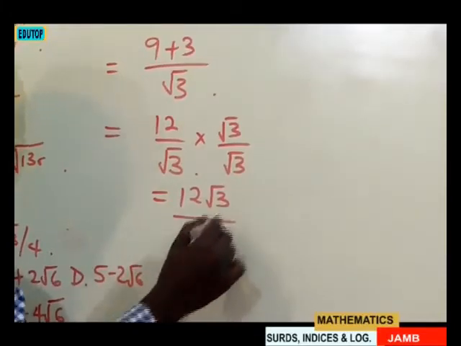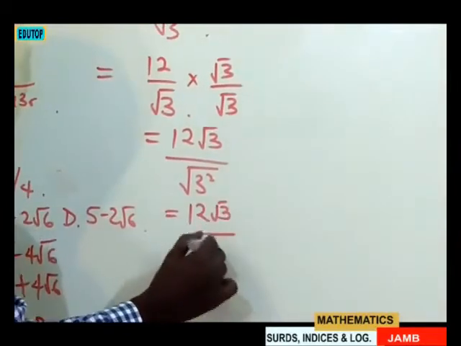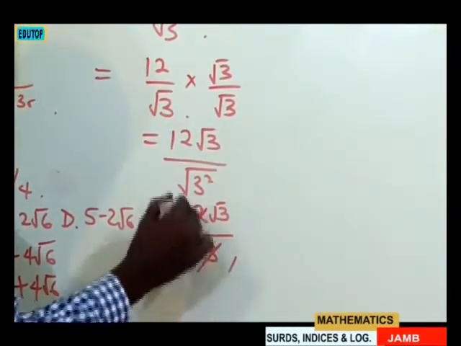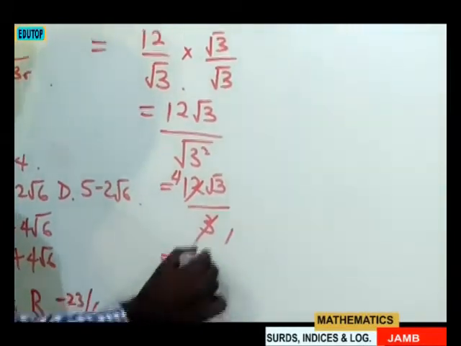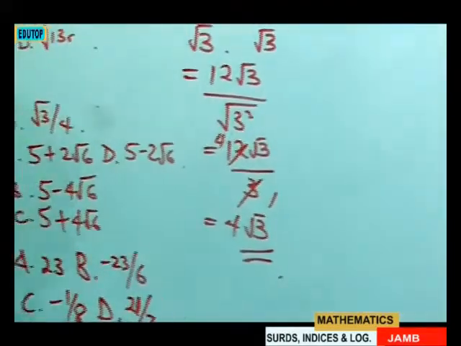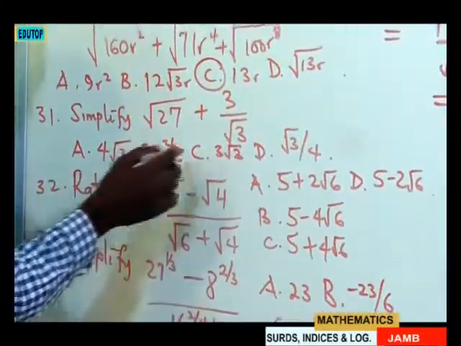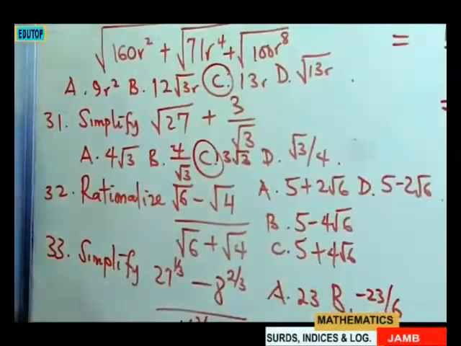Root 3 squared, that's 3. So we have 12 root 3 divided by 3: here 1, 3 here 4. So I have 4 root 3, and that is definitely the answer to question 31. So which option will definitely match? It should be C.